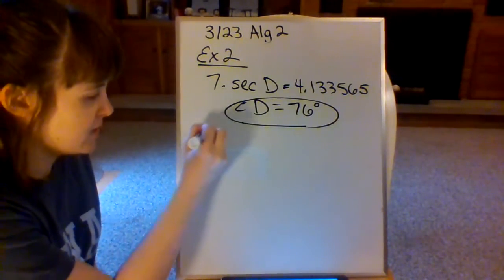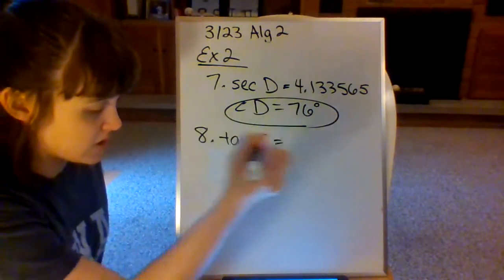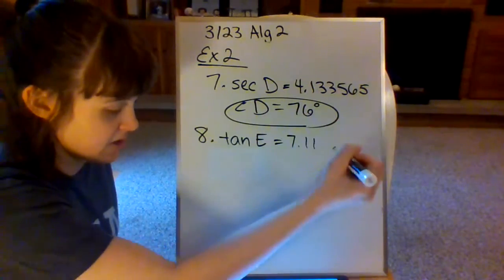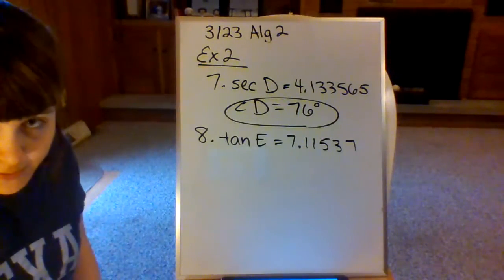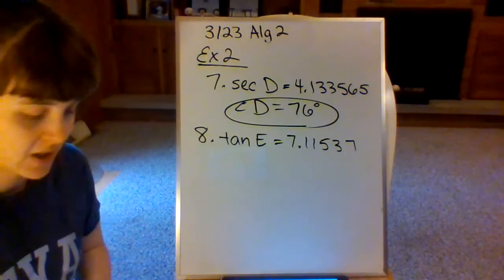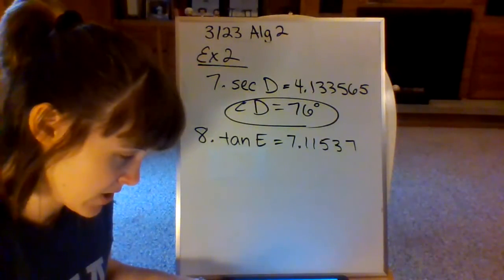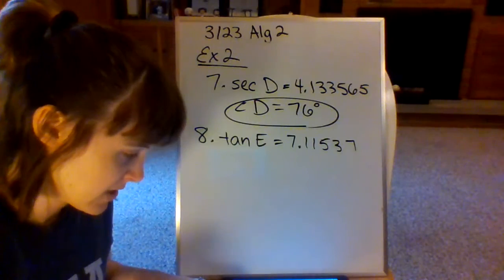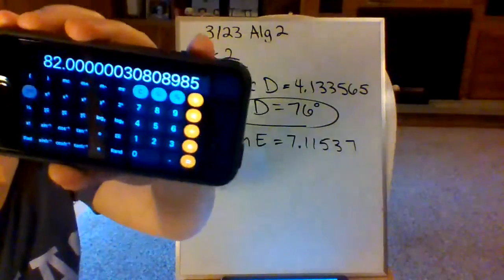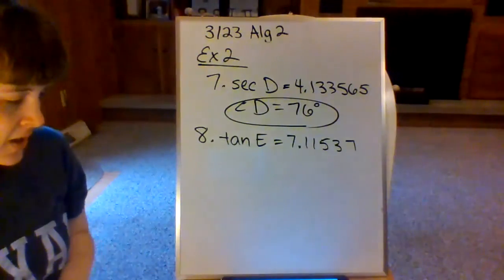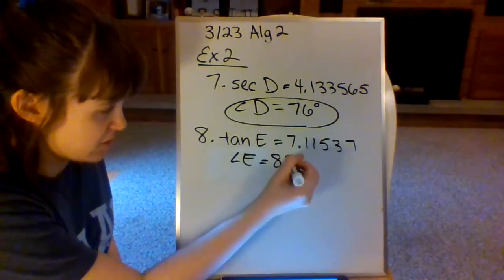Alright, number 8 says tangent of angle E equals 7.11537. So, you know the drill. We're going to put the decimal in first. So 7.11537, and then we're going to press tangent inverse. And if you round this to the nearest degree, it's 82. Okay, so angle E equals 82 degrees.